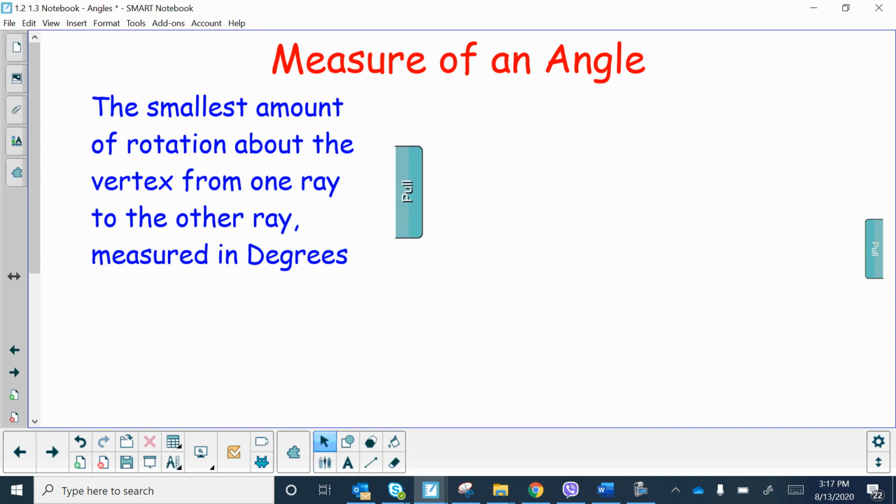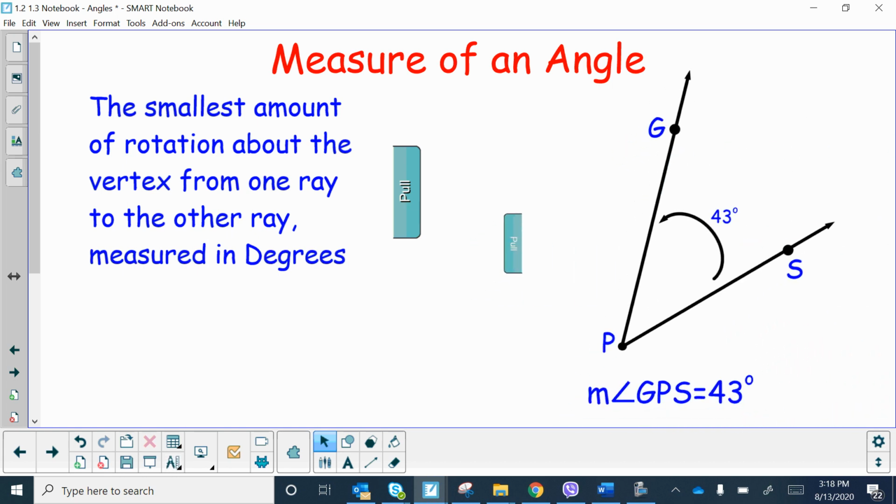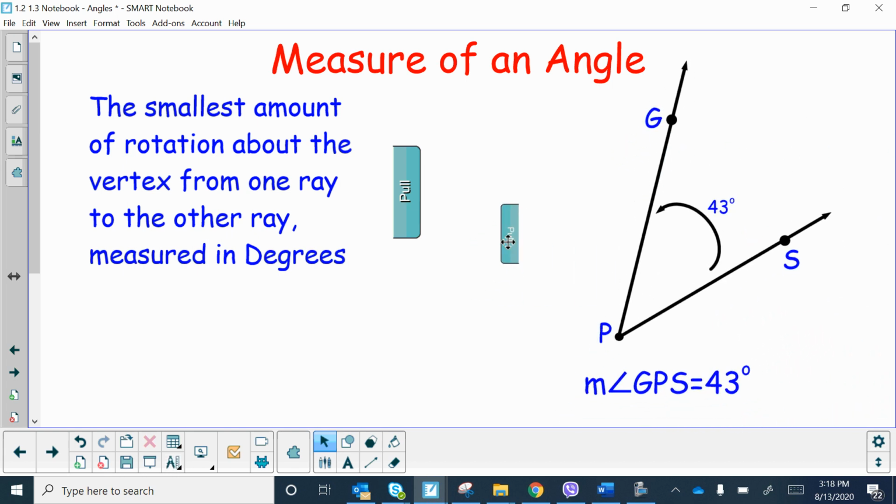Okay, and so what is the measure of an angle? It's the smallest amount of rotation about the vertex from one ray to the other ray. And this is measured in degrees. So you probably did a little bit of this in middle school. So we have this angle right here, angle GPS or SPG. Okay, and so the rotation goes like this on how it rotates. It goes from here, this ray, to that ray. And so that amount of rotation is about 43 degrees. Okay, and then there's a tool that you can use to measure how many degrees an angle is. Okay, so it's an amount of rotation.